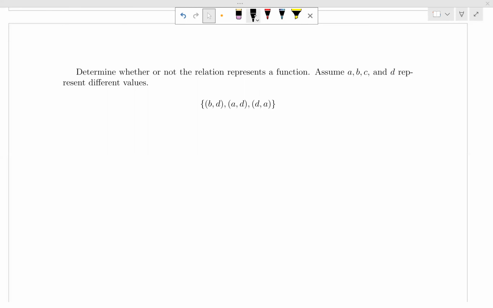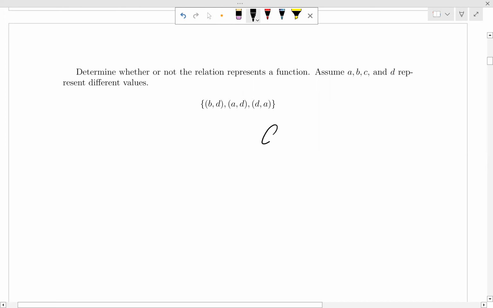Hey, so we've got this problem and it says determine whether or not the relation represents a function. Assume A, B, C, and D represent different values. All right. So a relation is a function if for every element of the domain, there's one and only one element of the range.